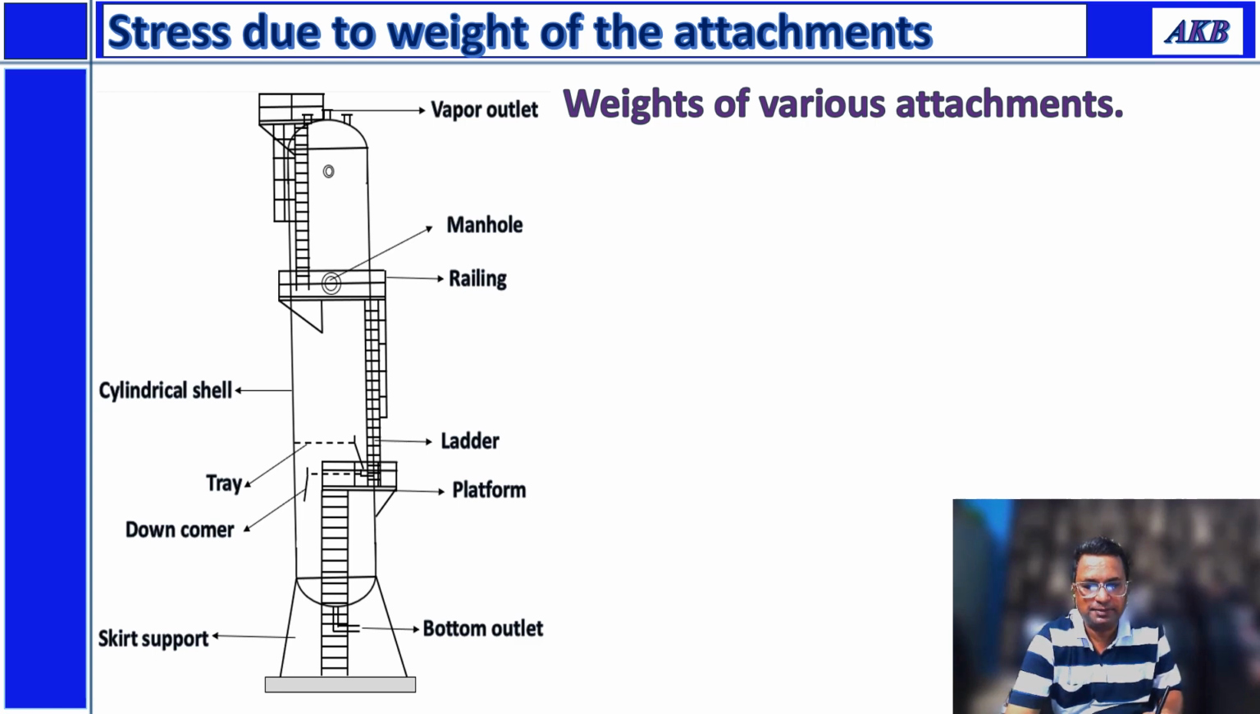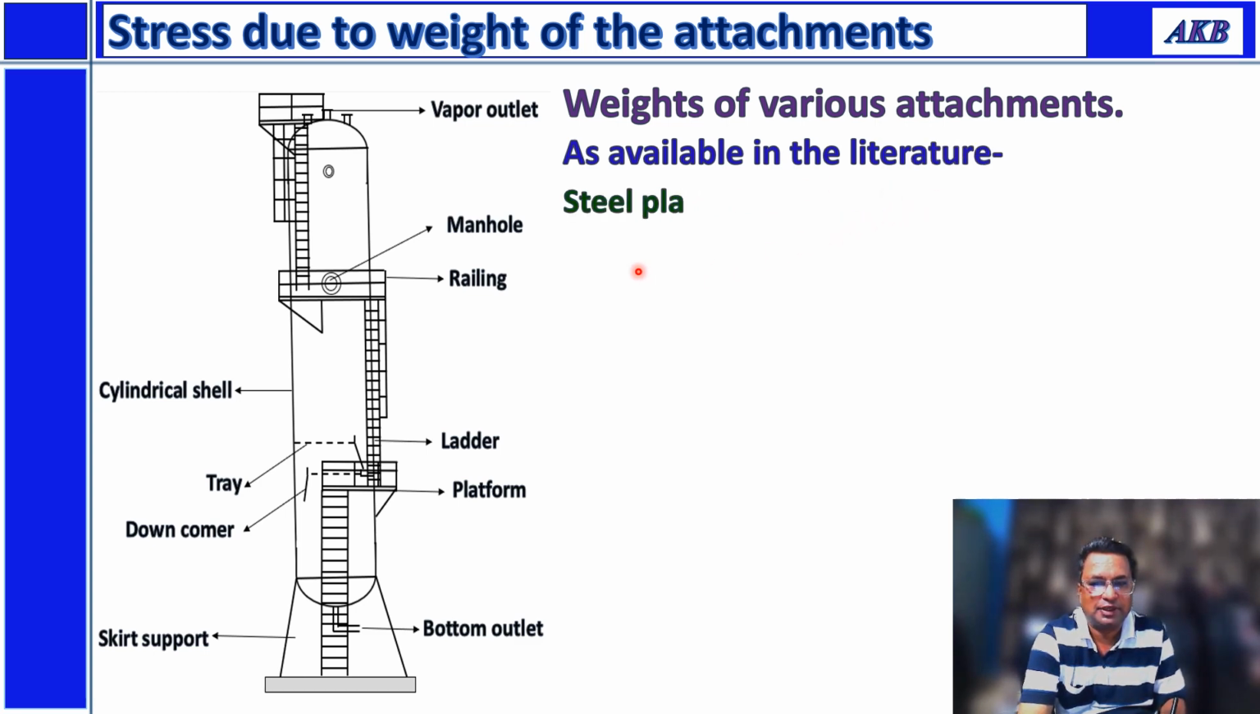Okay, now let us know the weight of various attachments as it is given in a few literature. As available in the literature, you have weights given to various attachments. For example, for steel platform, it is said that the weight is 1.67 kilonewton per meter square of the area. So per meter square area of the column cross-sectional area, the weight for steel platform can be taken as 1.67 kilonewton per meter square.